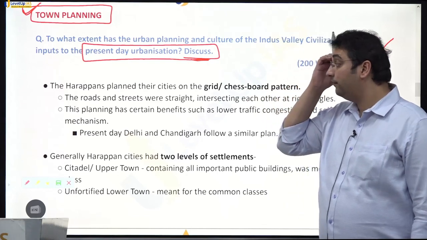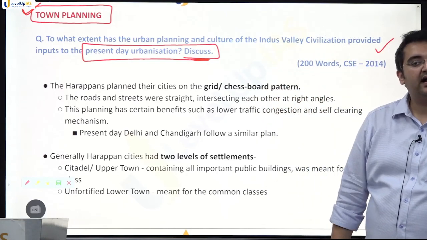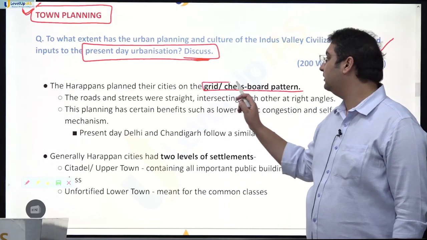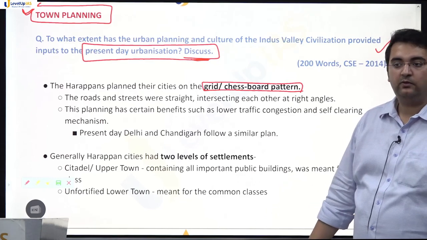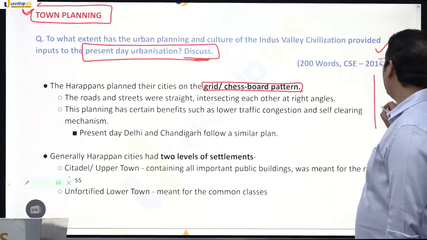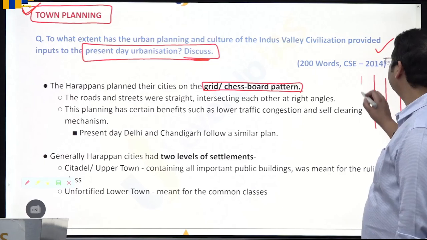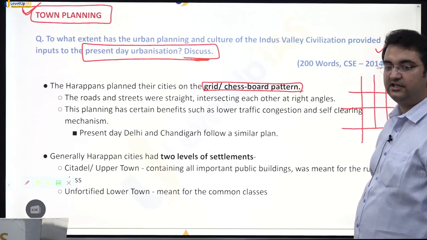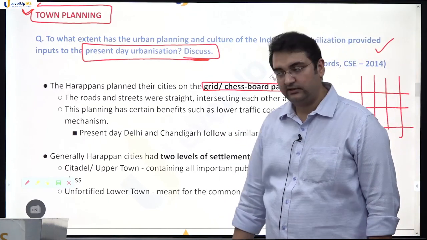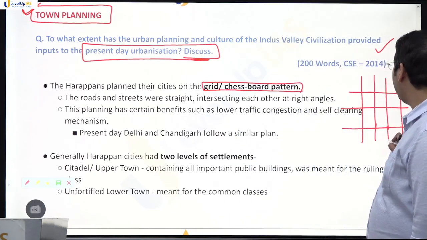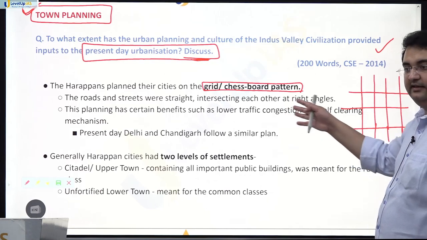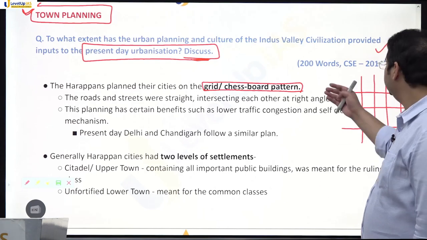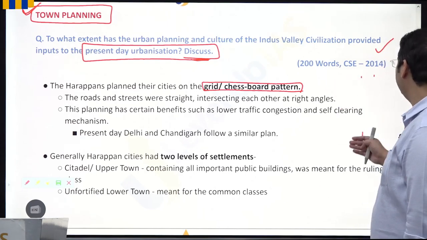So, first thing you need to know is that the Harappans planned their cities on which pattern? Grid or chessboard pattern. What does this mean? That the roads and streets were completely straight and intersected each other at right angles. These were oriented in which directions? The east, west, north, south directions always. Okay? So this is one thing that you have to remember.